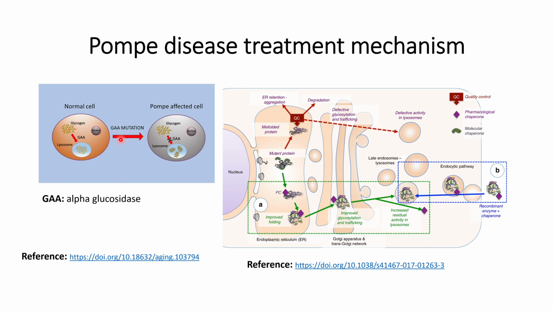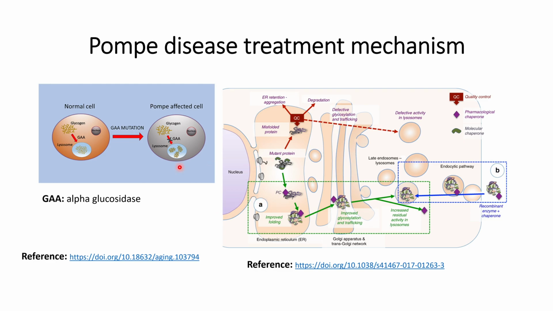However, in case of GAA mutation or Pompe affected cells, this GAA is mutated. Because of this, alpha glucosidase is not able to perform its function properly, and the amount of glycogen with time continues to accumulate within the cells, and increased glycogen leads to problems such as weakness. So let us now understand what treatment mechanisms are being designed or focused on.